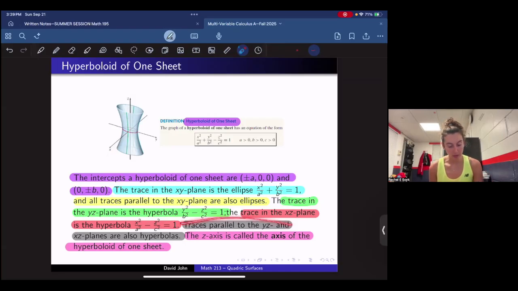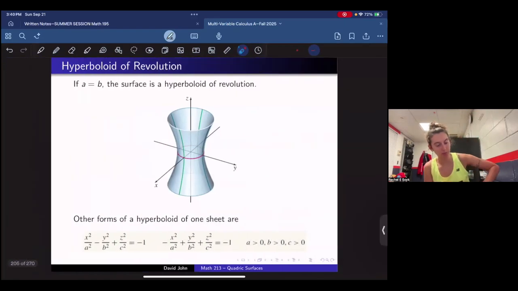And then we have traces parallel to the yz and xz planes that are also hyperbolas. The z-axis is called the axis of the hyperboloid of one sheet. Right. Keep going. If we have a equal to b, then we have the surface known as a hyperboloid of revolution.